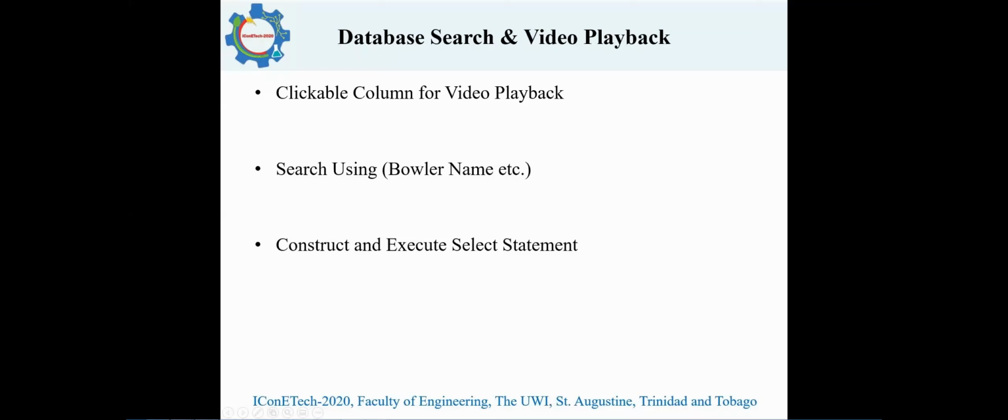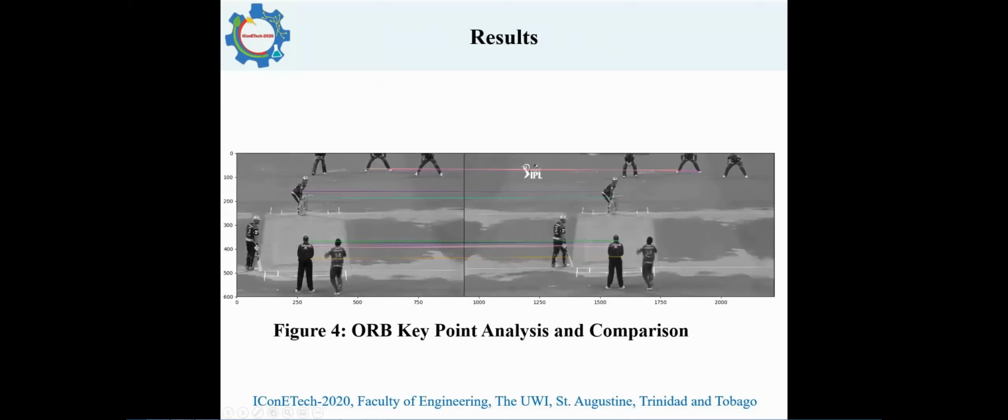For example, someone could search for a specific bowler or batsman to see what that player has done within the match, or you can search specific events within a match, such as all the fours hit, or even a combination of these factors. The user can then click on the video column of an entry in order to see the corresponding event. On this slide, we can see the key point matches that have been picked out by the orb according to the parameters that were set.